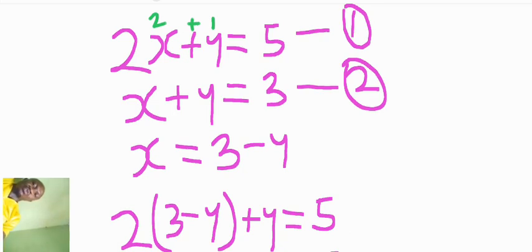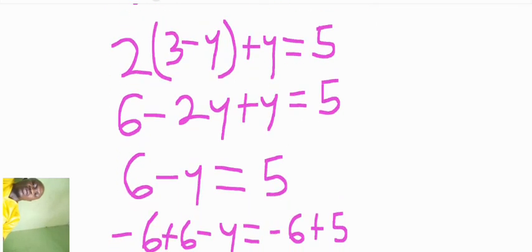So we have 2. So 2 times 2 is 4, and 4 plus 1 is what? 5. So the equation 1 works. Let's check it for equation 2 too. So in equation 2 we have x plus y is equal to 3. So x is 2 and y is what? 1. So 2 plus 1, the result is what? 3. Therefore, our answers are correct.